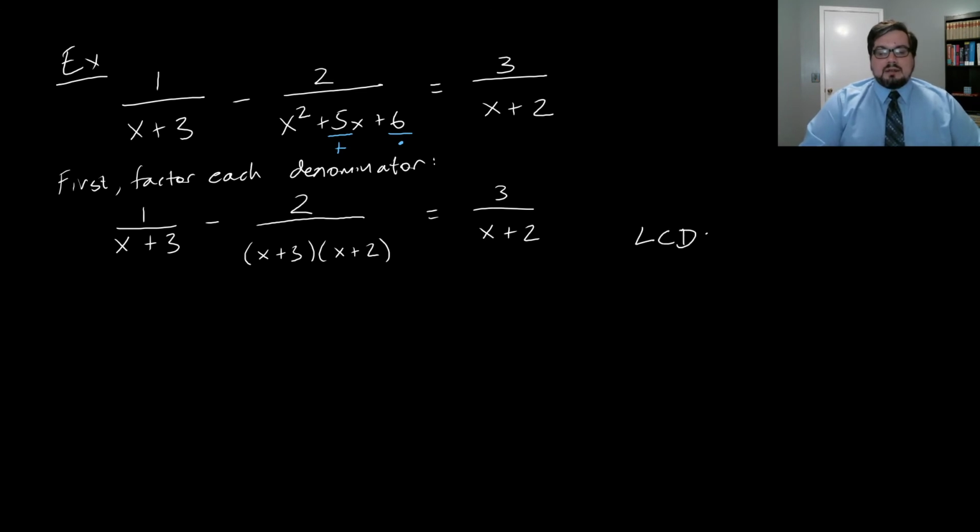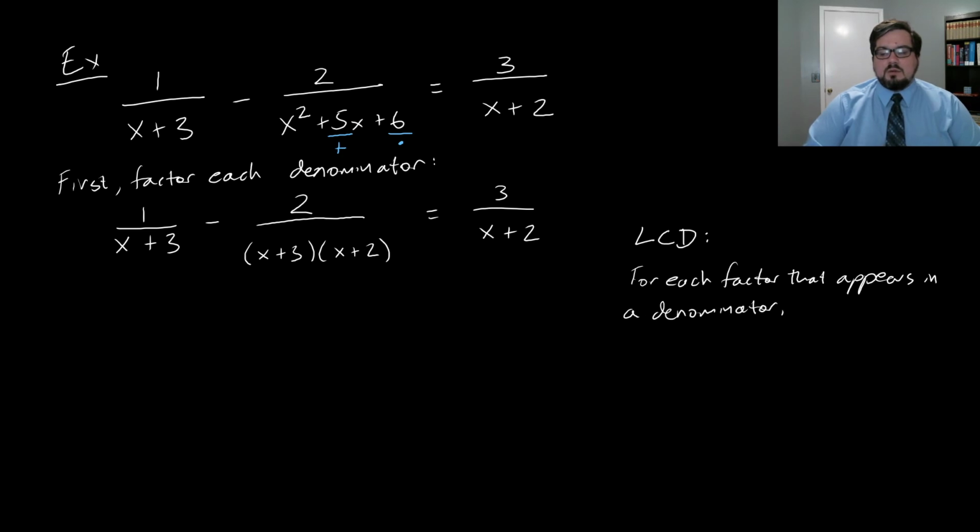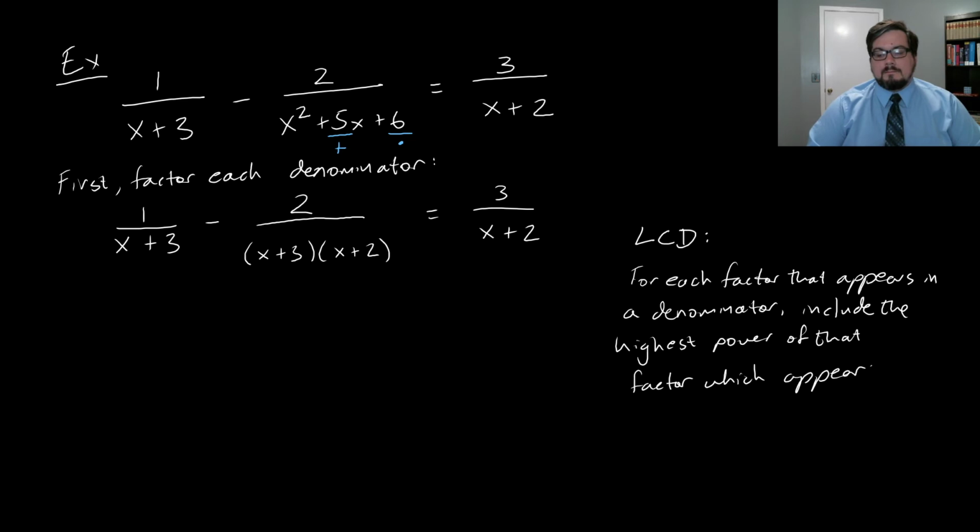So now we can look at this equation, look at all the rational expressions involved and ask, all right, what's the least common denominator of these rational expressions? Remember that the strategy here is we want to say for each factor that appears in a denominator, we want to include the highest power of that factor which appears. So in this case, we've got two unique factors that appear in all of the denominators together. We have an x plus 3 and we've got an x plus 2, which means we're going to need to include both of those.